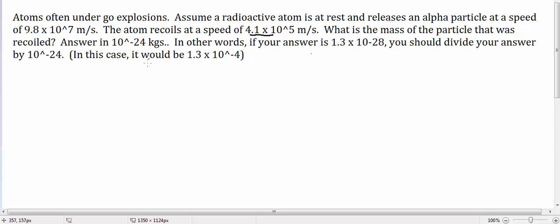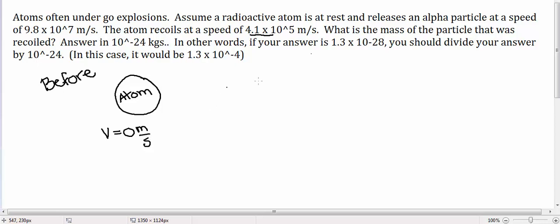Right now what we need to consider is that we have an explosion problem. Explosions always begin with one object. So here we have an atom. And in the very beginning, this atom is at rest. After the explosion, this is part of your new vocabulary. An alpha particle is a particle that is composed of 2 protons and 2 neutrons. We know the mass of this particle is simply the mass of 2 protons added together plus the mass of 2 neutrons. So we can use that in our problem in a little bit.